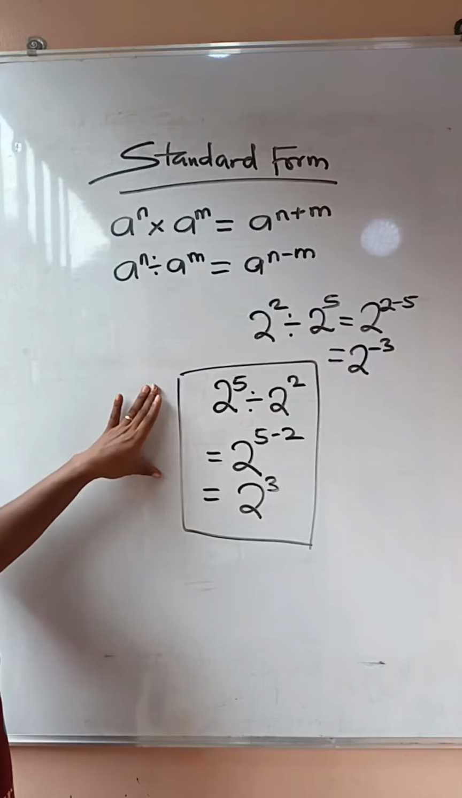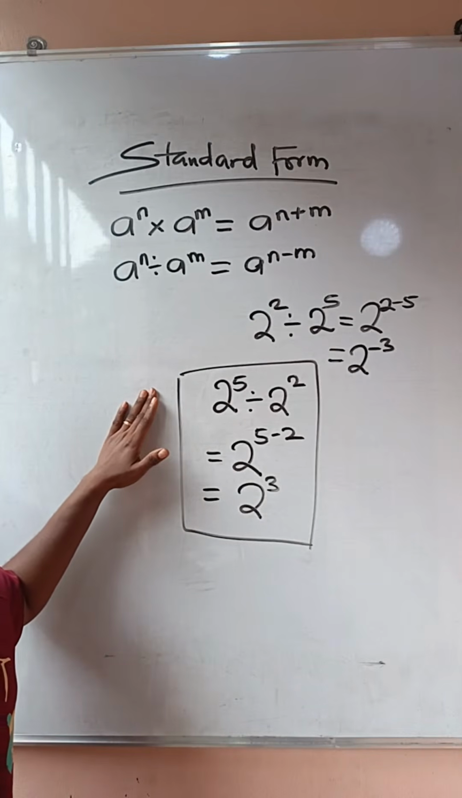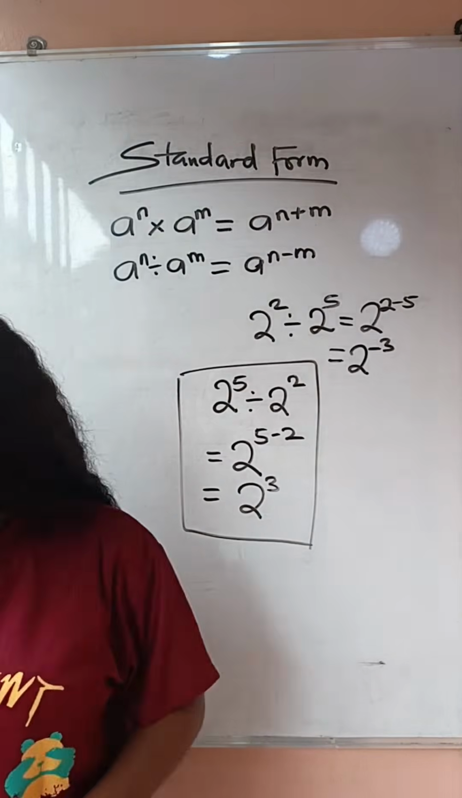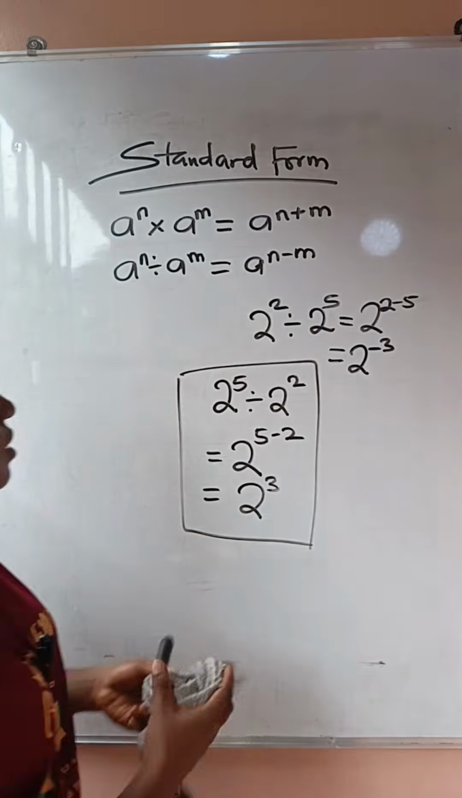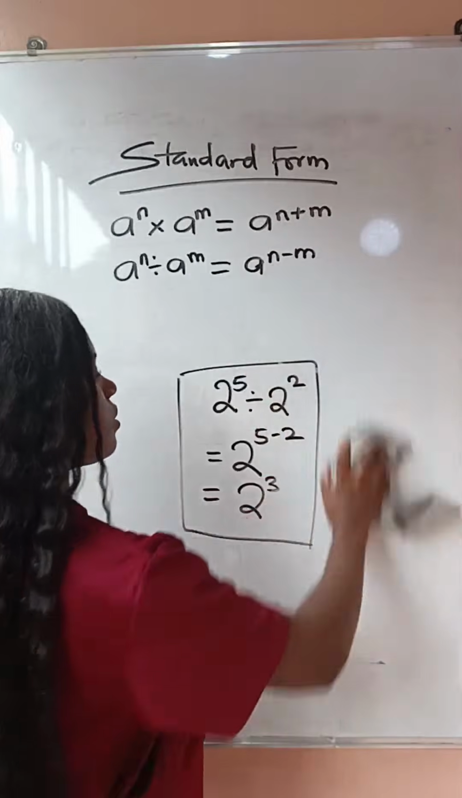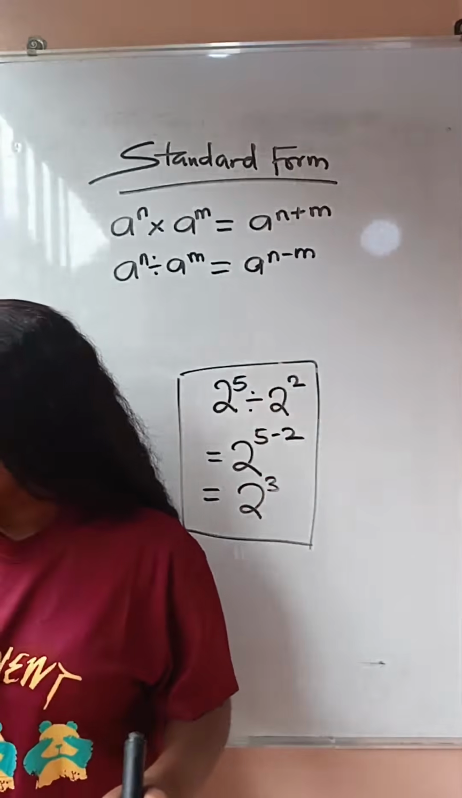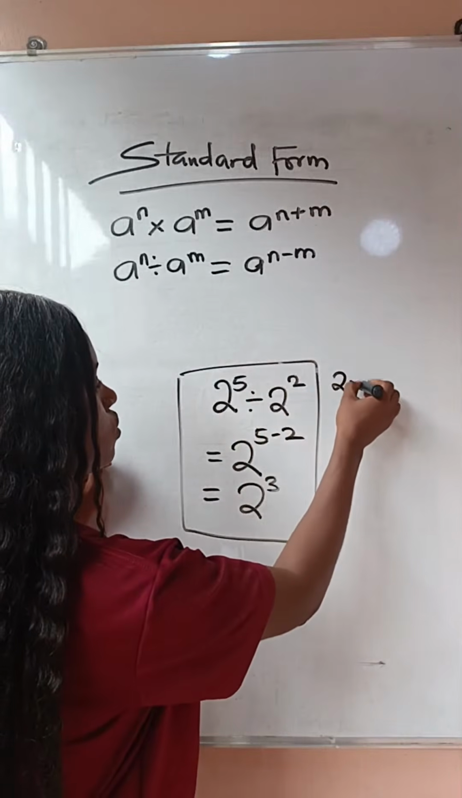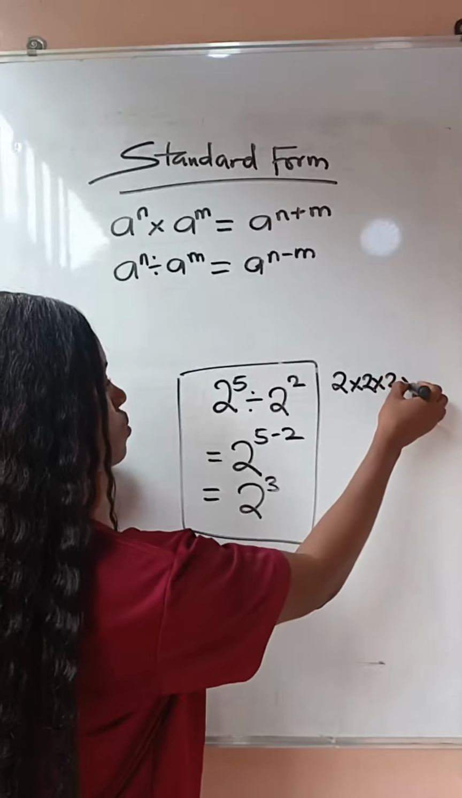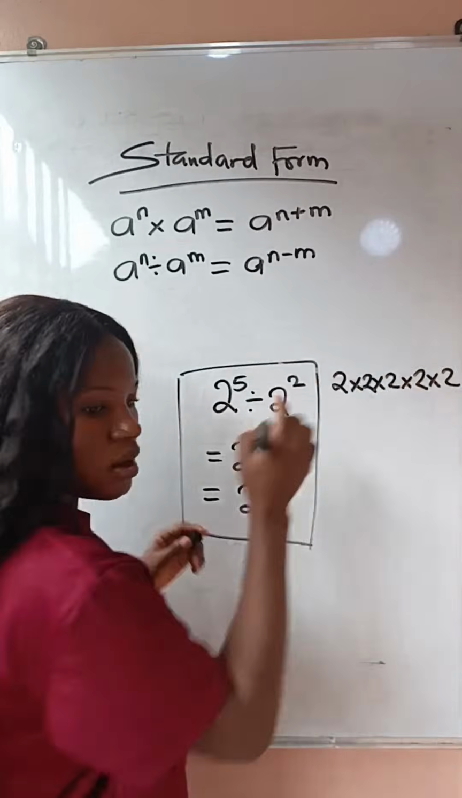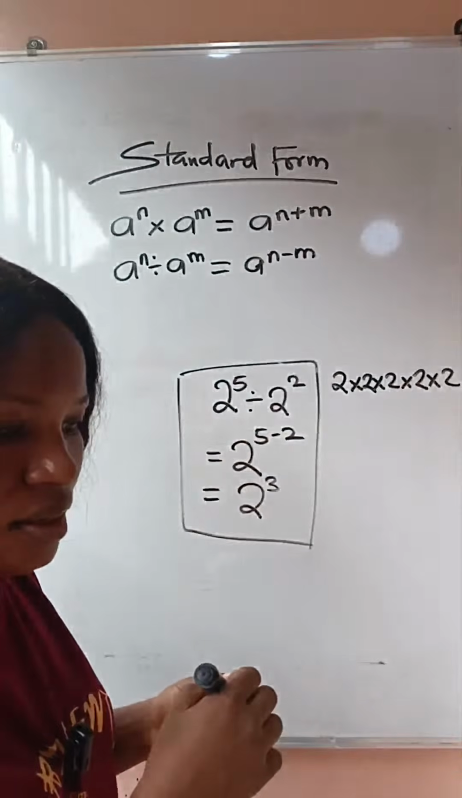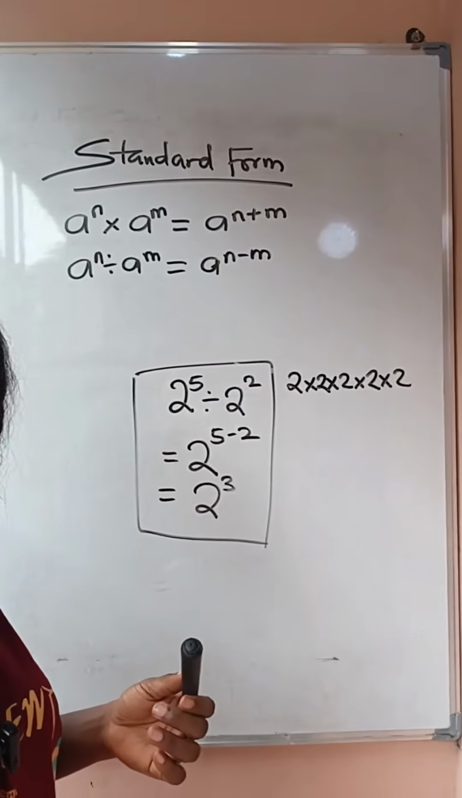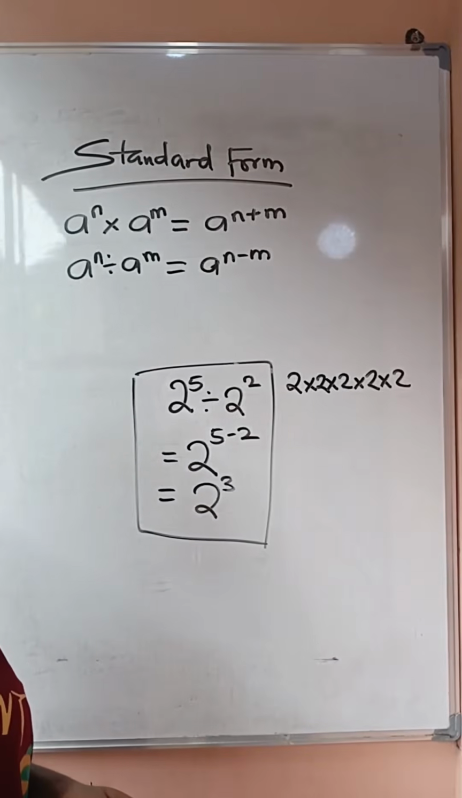Okay, now let us prove this law. We have not proved it yet, right? Yeah, let us prove this law. So this law says 2 to the power of 5 divided by 2 to the power of 2. So now we have 2 to the power of 5 means 2 times 2 times 2 times 2 times 2. I don't know if you can still see that. Okay, you can't. Let me shift it a bit. All right. So now you can see that.